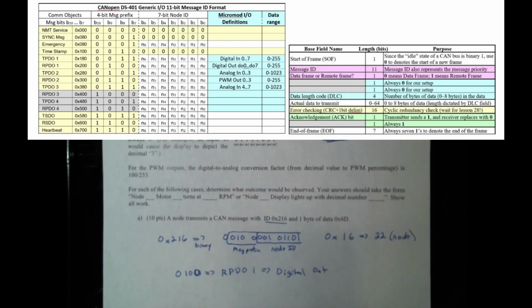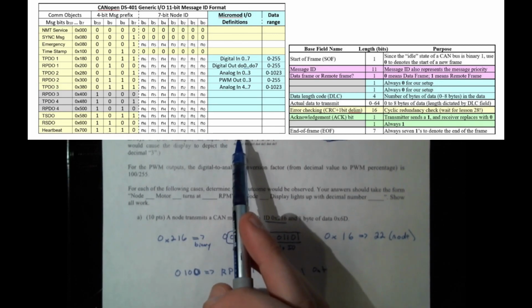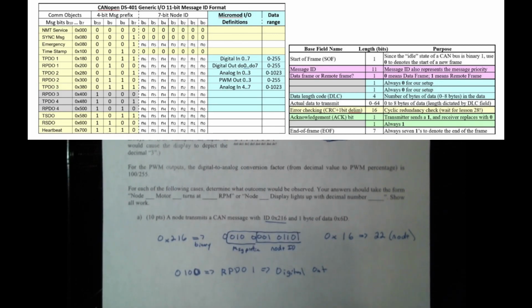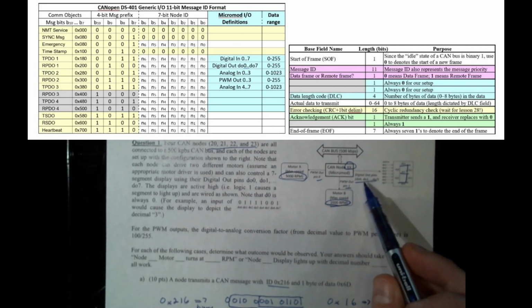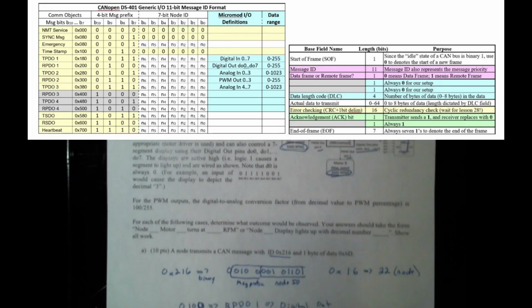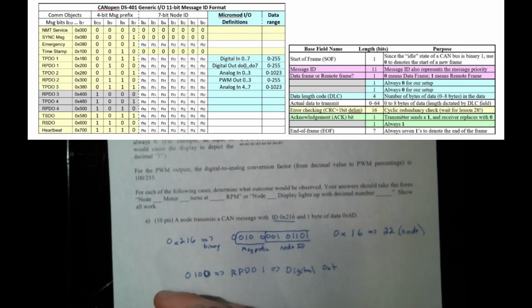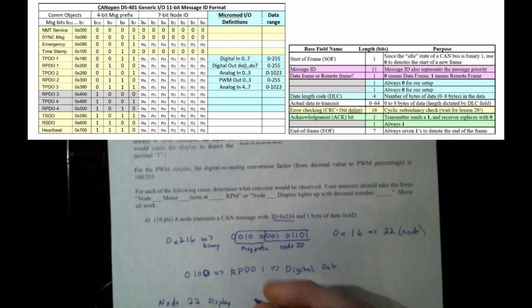And so we can start writing our message here. Because it's a digital out, we know that digital out pins affect the display, not the motor. And we can see that from the diagram here. So digital out pins go to the display. And so we can start writing out our message, which is node 22 display lights up with decimal number.